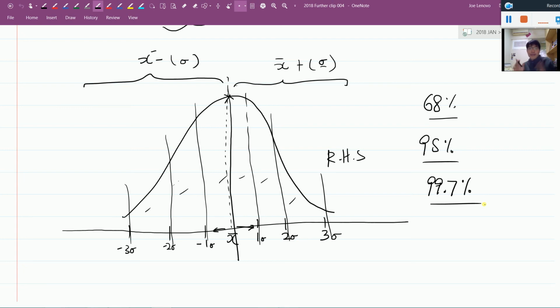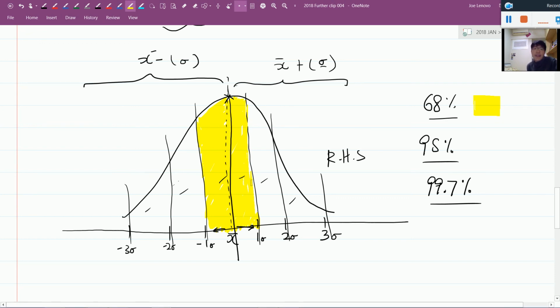So what do you mean by that? If I highlight them on the graph that I have here, it looks better. If I use yellow to represent 68%, we are looking at the mean minus 1 standard deviation all the way to the mean, and then from the mean to 1 more standard deviation. This particular region, the yellow part. Yes?